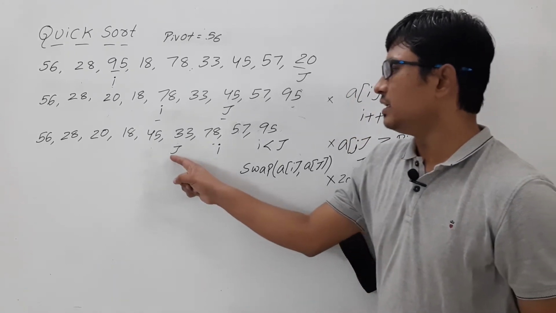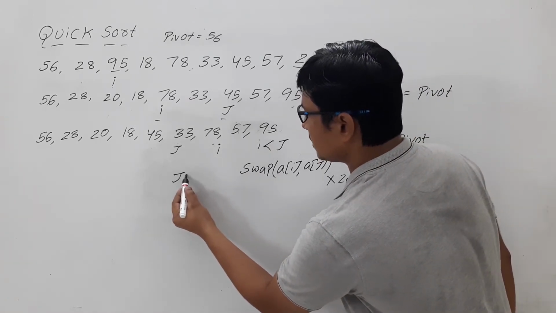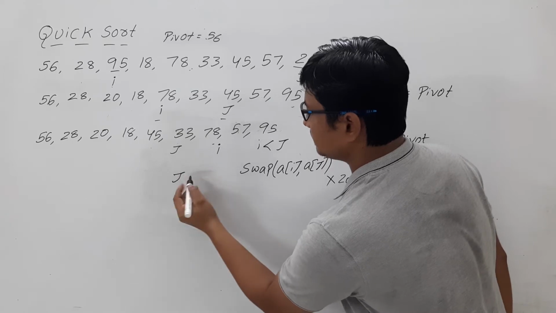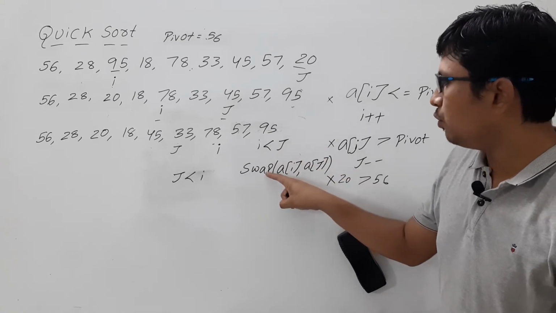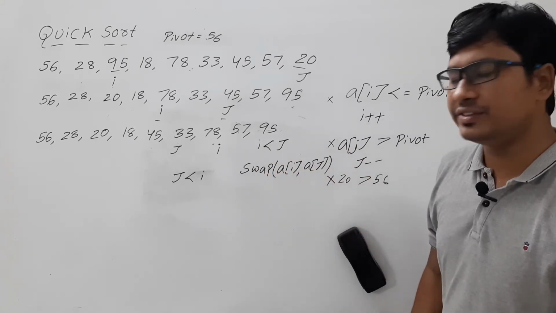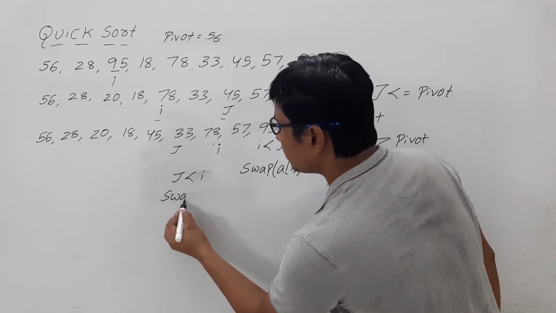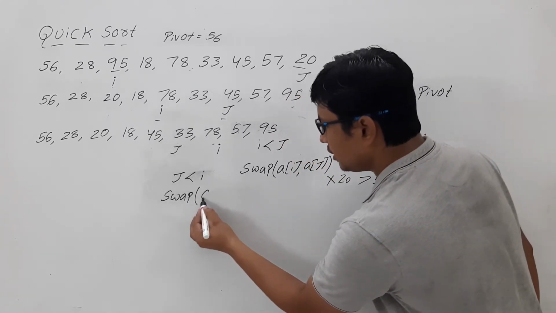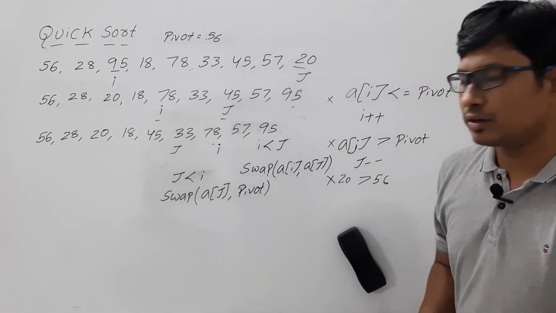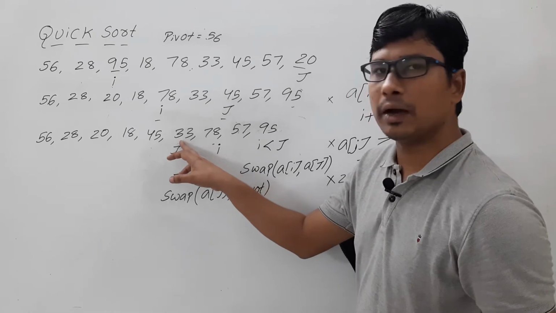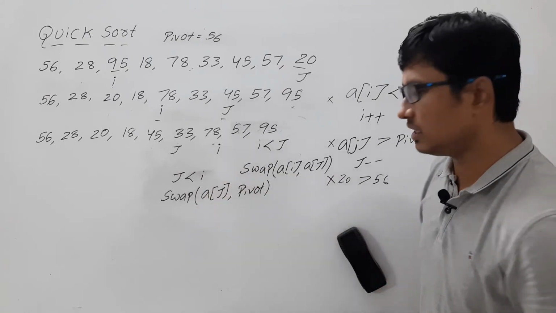Okay, now you look at it. j is less than I now. Am I right or wrong? j is less than I. Is it clear? Earlier, when I was less than j, we swapped A of I and A of j. But here, if j is less than I, I need to swap A of j and the pivot element. Is it clear? Are you able to understand it or not? So I need to swap 33 and 56, because the pivot element is 56 and A of j is 33.